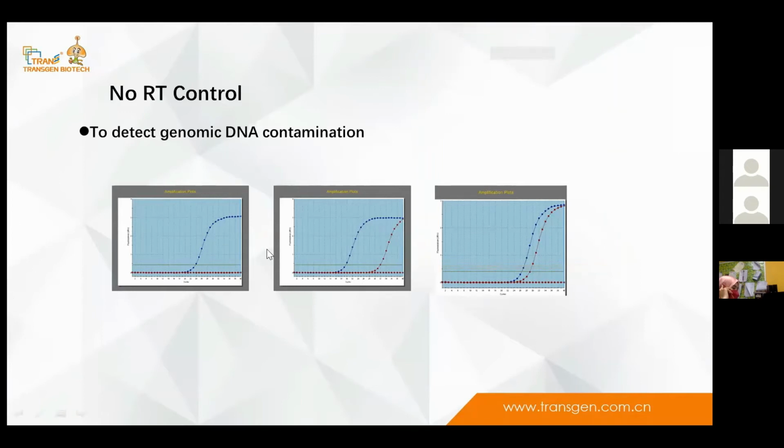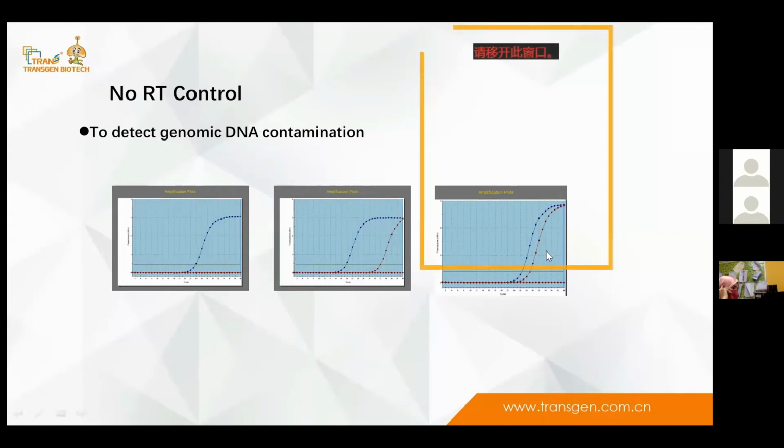But when we get DNA contamination in the whole system, it will show signals just like this one. So if you get an NTC result just like this one, it means you have very high pollution from genomic DNA. In this case, the whole experiment is a failure, so you have to extract the RNA from your materials again.